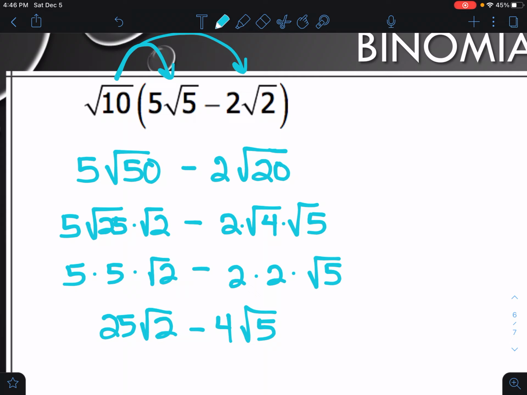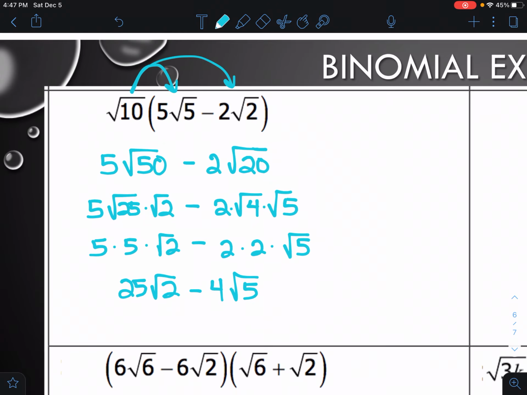Now this is subtraction. My indexes are both 2, but my radicands are not the same. So remember, adding and subtracting, they have to be exactly the same. So I would have to stop here. This is as far as I could go. Okay? All right.